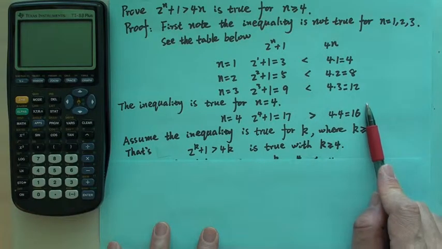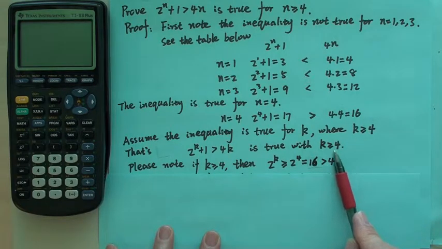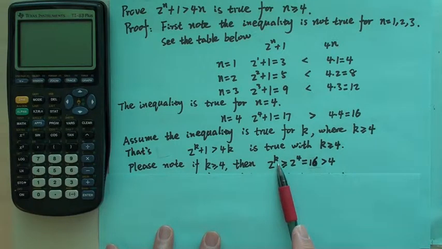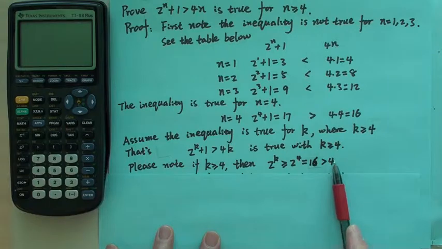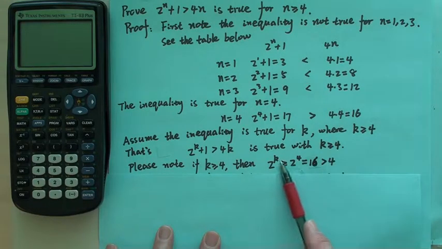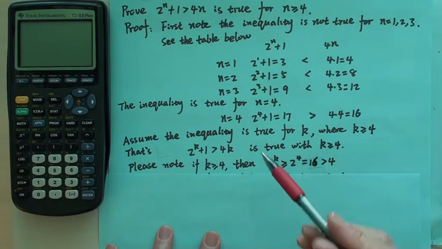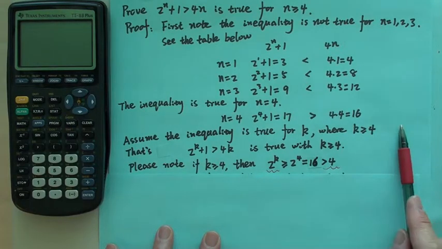Before we do that, we want to note that when k is greater than or equal to 4, then 2 to the k is greater than or equal to 2 to the 4, because k is at least 4. That's important. And 2 to the 4th is 16, and 16 is greater than 4. So when k is at least 4, 2 to the k is actually greater than 4. That's one thing we want to be clear on in our mind.